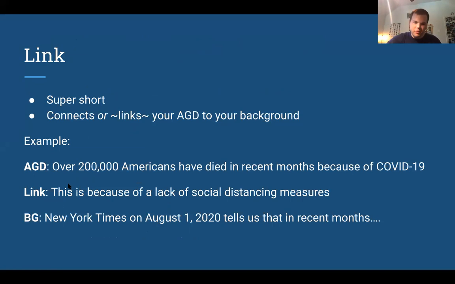So, like this example, if our AGD was a statistic that says 200,000 Americans have died because of COVID-19, you're going to want to transition from that statistic into your background information. So you could say something like, this is because of a lack of social distancing measures, or something that connects and weaves what you're saying together so the judge can be like, okay, I understand what they're saying. So don't overthink it. It's really simple. It's just a sentence that connects your hook to your background.